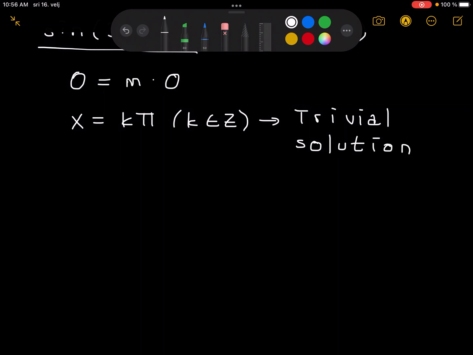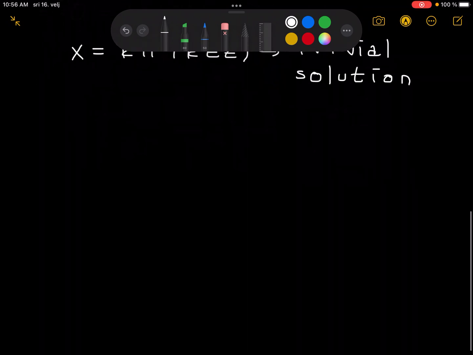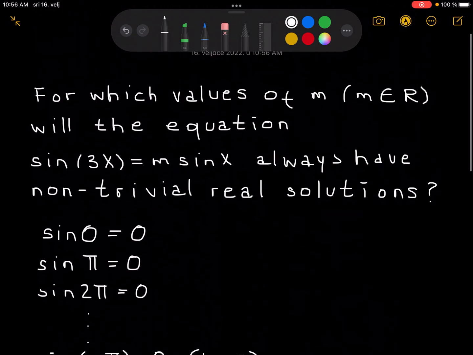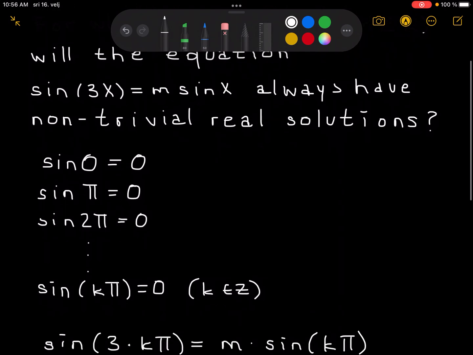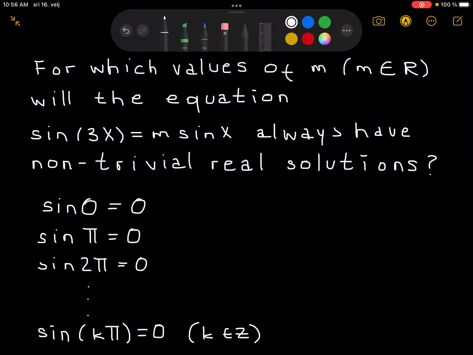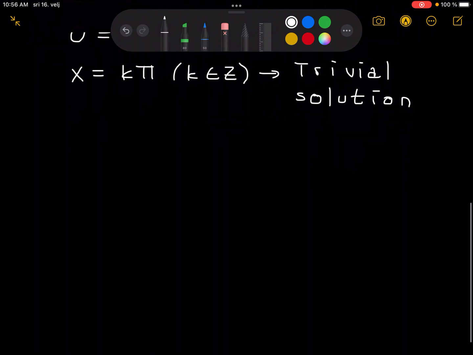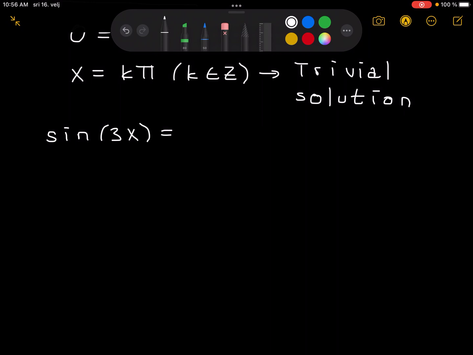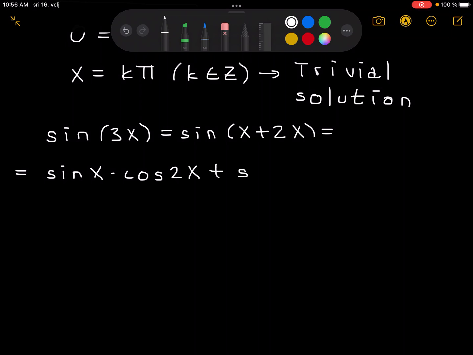So we're just going to not take this into further account, since we're looking for the real values of m such that this equation has non-trivial real solutions. Okay, now with that in mind, let's go ahead and transform sine of 3x. So sine of 3x can be rewritten as sine of x plus 2x, which is equal to, this is one of the theorems from trigonometry, sine of x times cosine of 2x plus sine of 2x times the cosine of x.